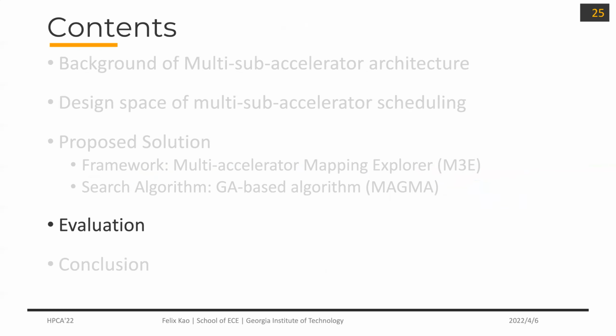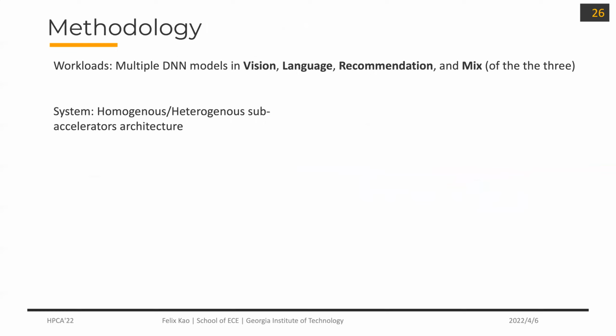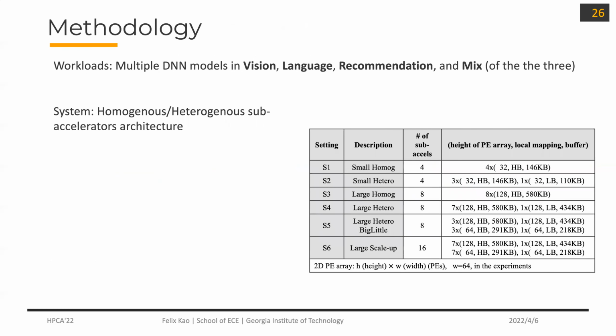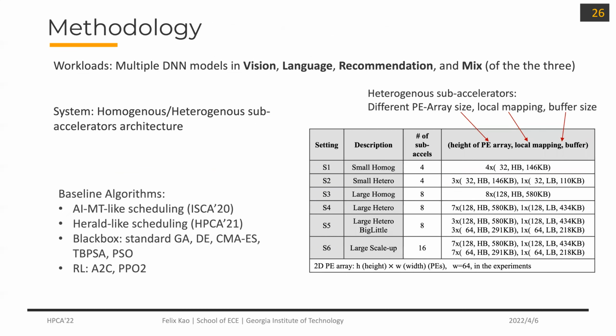Next, let's see some evaluation. Here is our evaluation methodology. For workload, we look at vision, language, and recommendation workloads and the mix of the 3. For system, we consider both homogeneous and heterogeneous sub-accelerator architectures. We configure multiple architecture settings as shown in the table. Sub-accelerators are heterogeneous in terms of different PE array sizes, different local mapping, and different buffer sizes. We compare with several baseline algorithms: AMT-like and Herald-like, several black-box methods, and 2 RL-based methods.